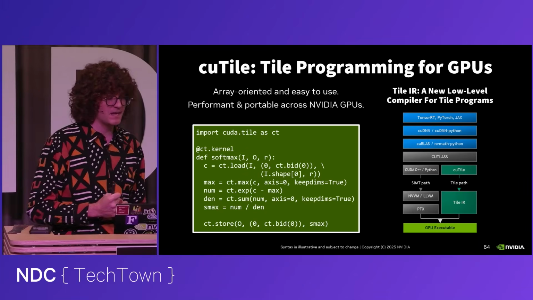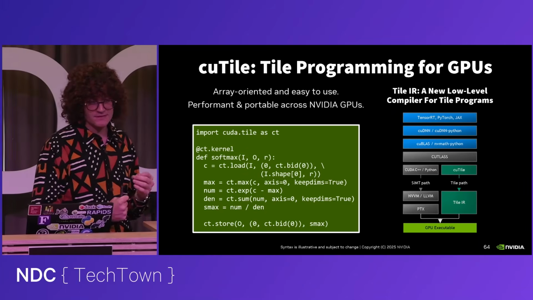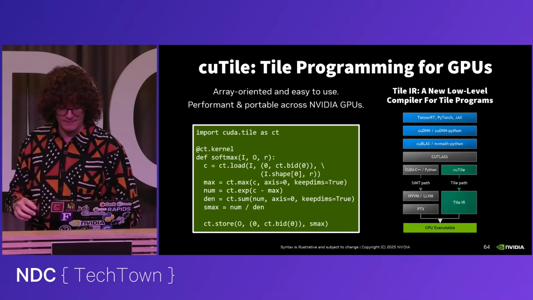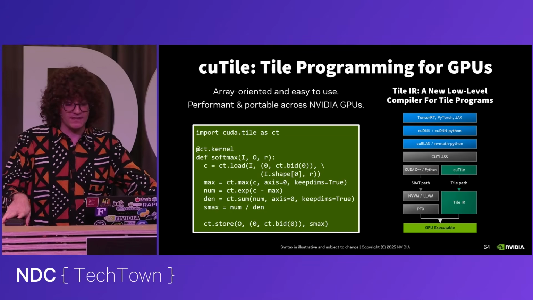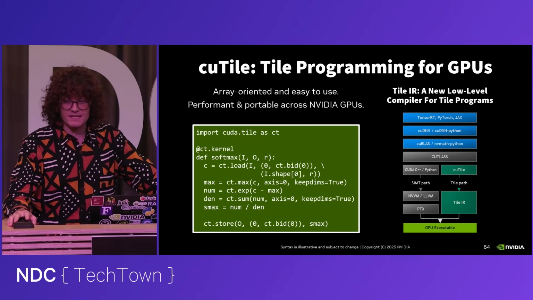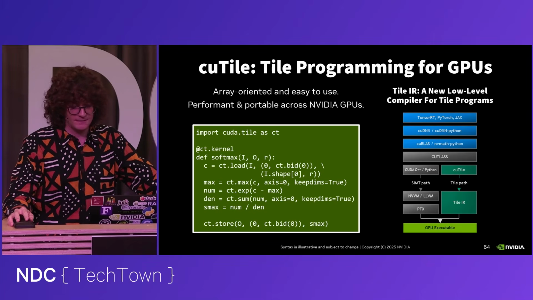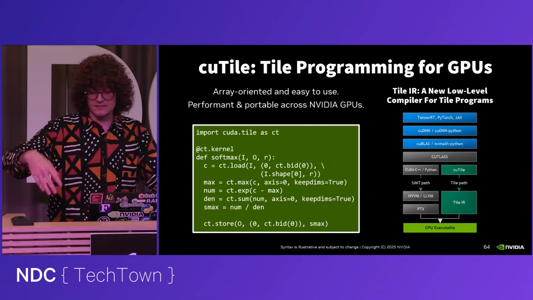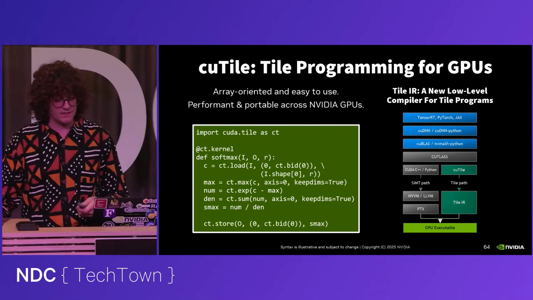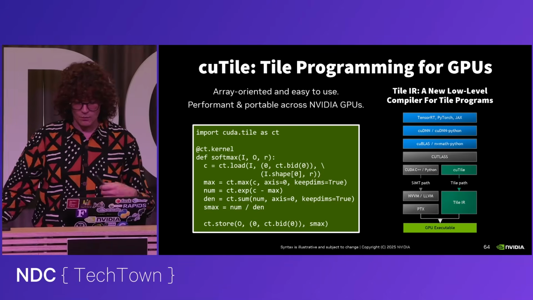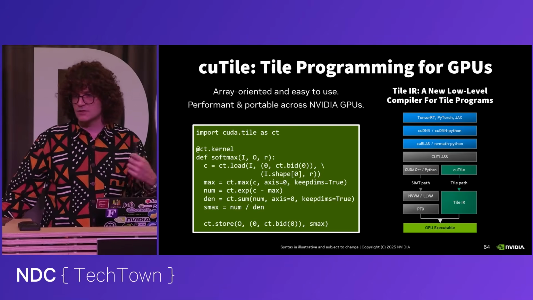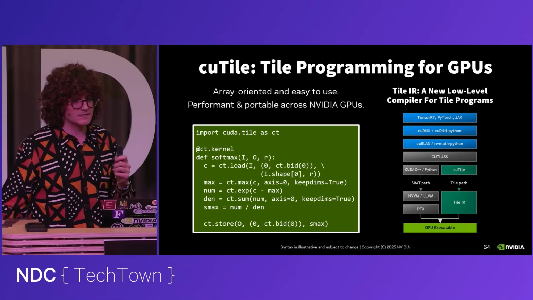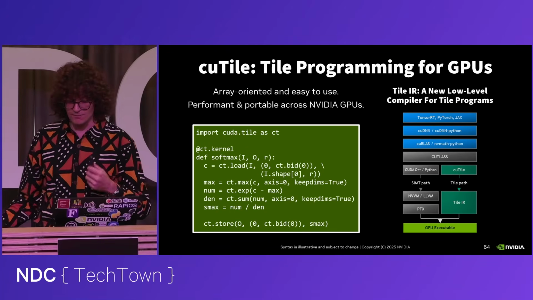So cuTile is a major new addition to CUDA. It is the first time that we've extended to a new programming paradigm. But SIMT programming isn't going anywhere. There are some things that you simply cannot express in cuTile. It is fundamentally a data parallel array-oriented model. So things like synchronization algorithms, where threads within a block must explicitly communicate, or sorting algorithms, etc., you would probably not be able to implement efficiently in cuTile. cuTile is meant as an addition, not a replacement.